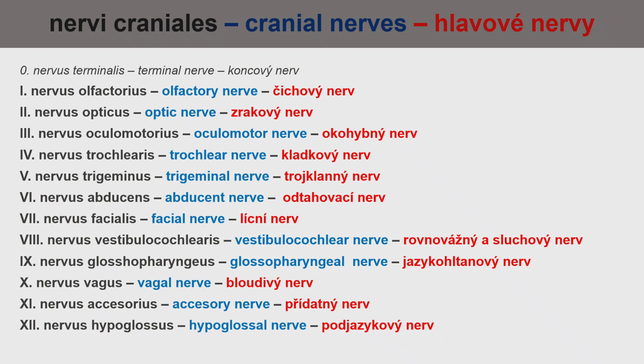So: olfactory nerve, optic nerve, oculomotor, trochlear, trigeminal, abducent, facial, statoacoustic or vestibulocochlear, glossopharyngeal, vagal, accessory, and hypoglossal. So here is a list of names in Latin, and also in English and in Czech, to help you understand all of those.